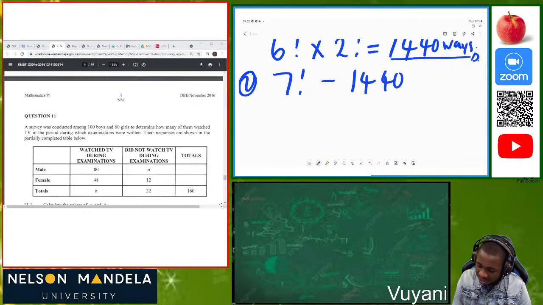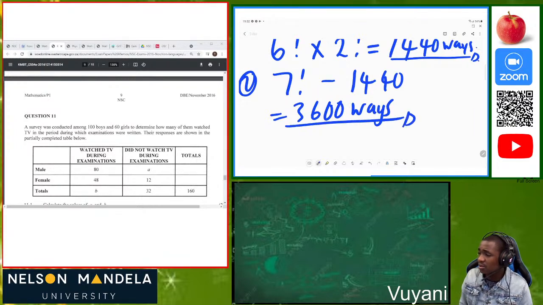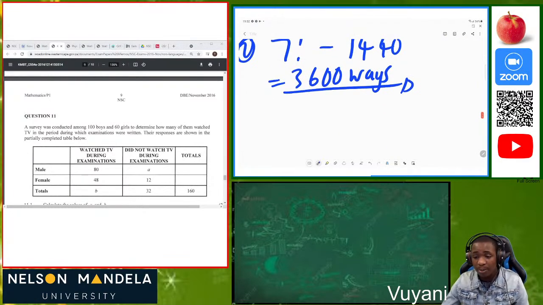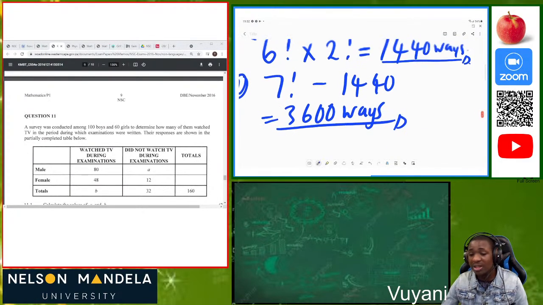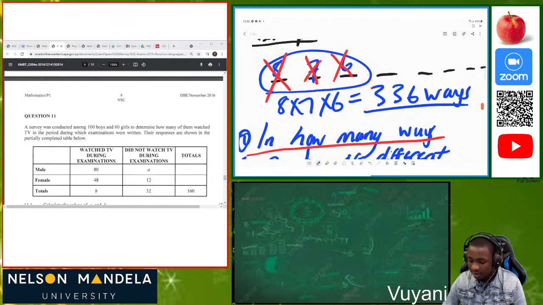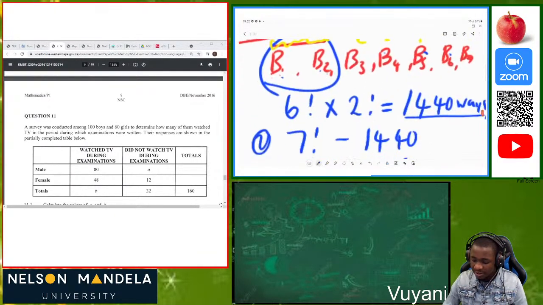Then using your calculator, you're going to get 3,600 ways. These are just a few examples which are so important. I did 2 different examples: the first one when they were seated together, the second one when they are no longer seated together. The first question which I did here was a counting principle.